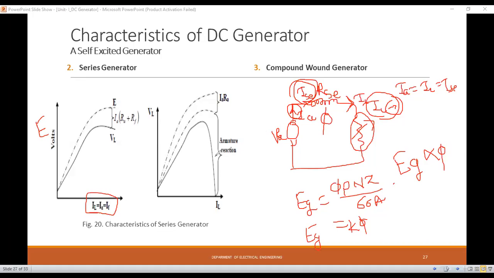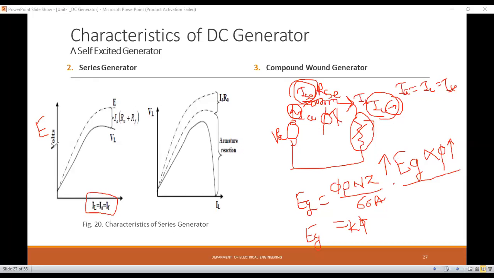Tell me, if the current flowing through the field winding increases, what is the effect on flux? Flux also increases, that means flux phi will increase. And if the flux phi increases, according to this relation the induced EMF increases, right? Induced EMF increases.